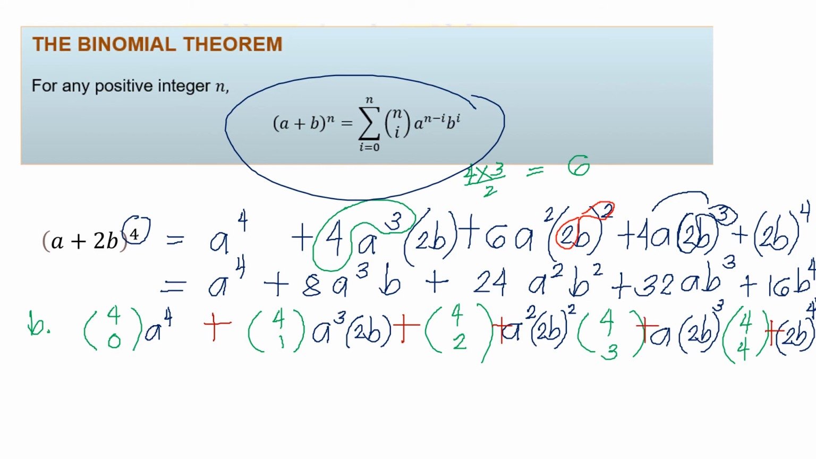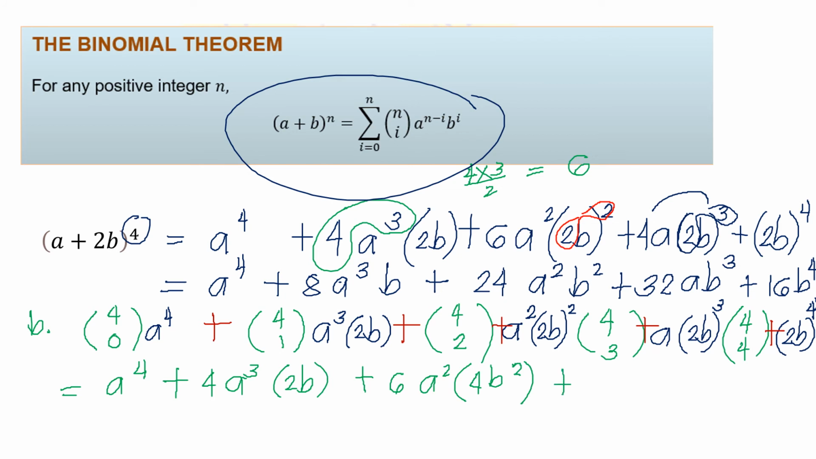Next, we are going to evaluate the value of each combination. 4 taken 0 is simply 1, so this will be a raised to 4. 4 taken 1 at a time is equal to 4, so this will be plus 4a raised to 3 times 2b plus 4 taken 2 is equal to 6. So we have 6a squared, and 2 squared is 4, so this is 4b squared.